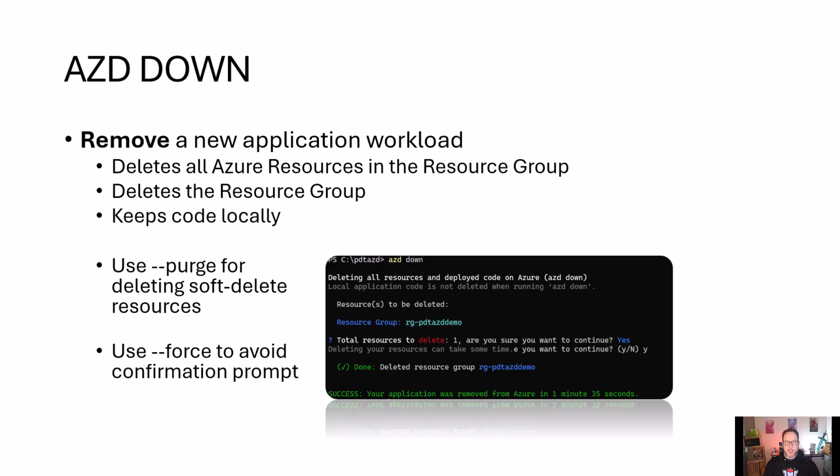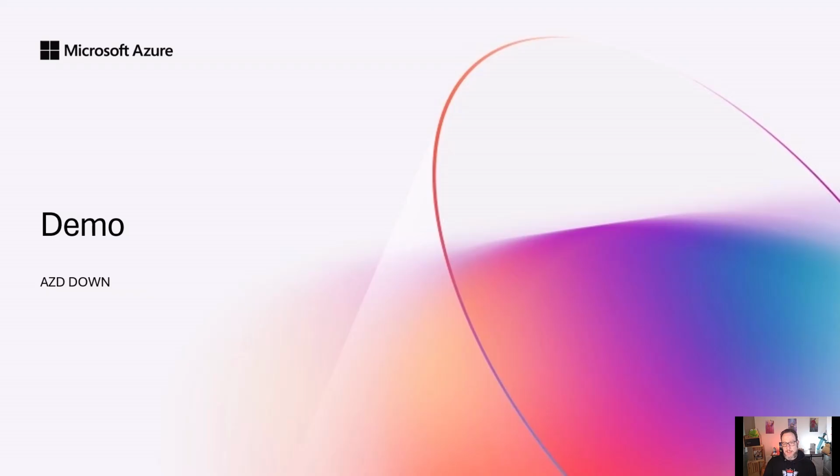And then to maybe optimize the deletions a little bit, you could add the parameter purge, and that's going to allow you to force the deletion of soft-delete resources, like a Key Vault or Azure AI services, would be good examples. And even better, using the parameter force avoids that confirmation request. And again, think about the fact that I mentioned you could move these into automation scripts, CI/CD pipelines, the perfect automation engine. And with that, let's show you again how that command actually works in real life.